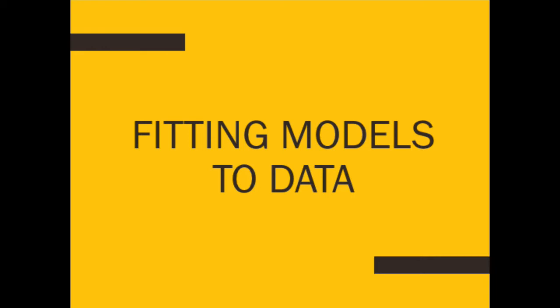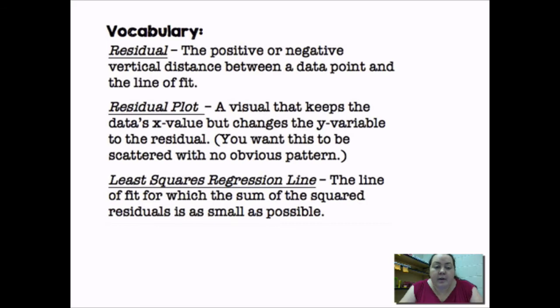Alright, in this video we're going to talk about fitting a linear model to data. With this we're going to get into residuals and residual plots. We're going to be going more into scatter plots and then building upon it. A residual is the positive or negative vertical distance between a data point and the line of fit.